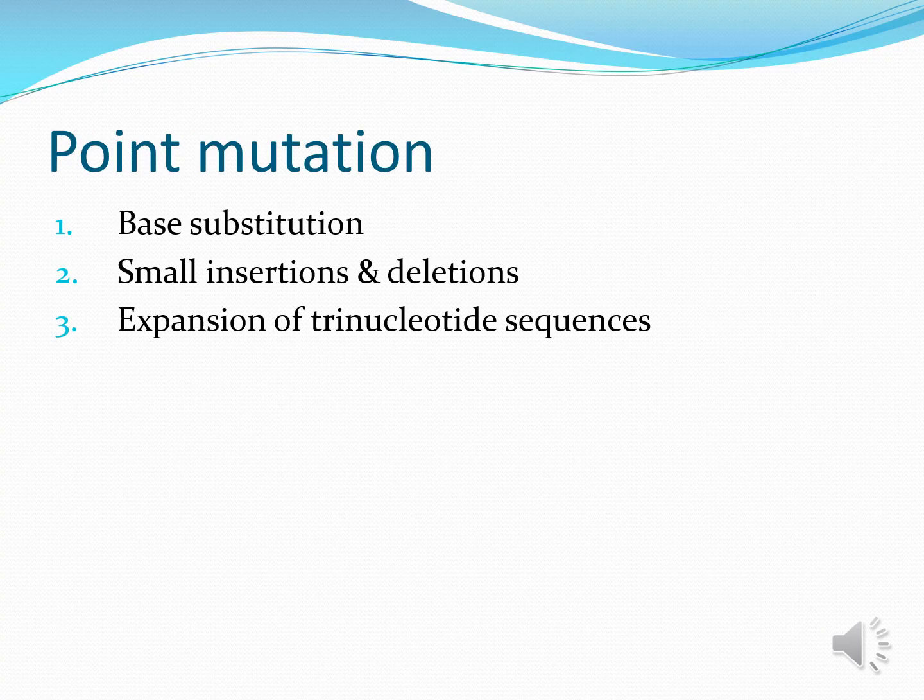Now, let us focus on point mutations. These include base substitution, where a single nucleotide is replaced by another. They also include small insertions and deletions, often called indels, which involve one to a few bases. A third type is the expansion of trinucleotide sequences, where a three-base repeat increases in number over generations, causing diseases such as Huntington's disease and Fragile X syndrome. Each subtype has unique molecular mechanisms and phenotypic effects.